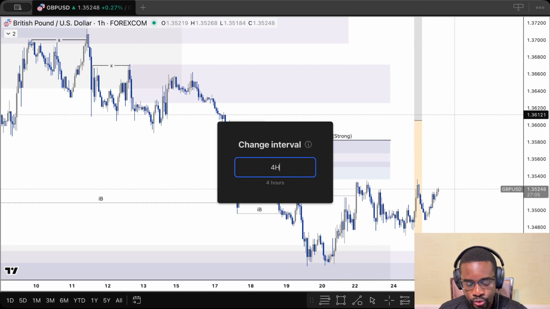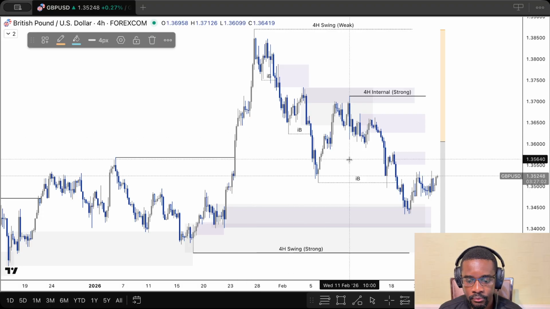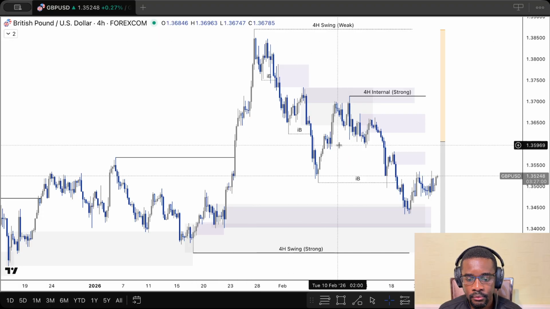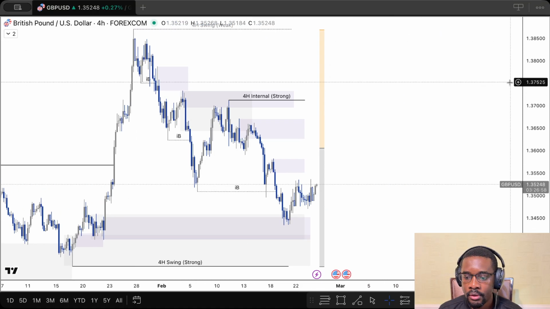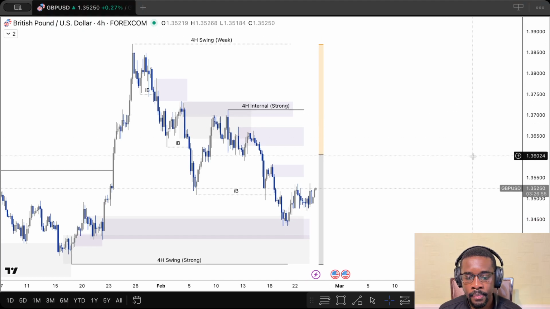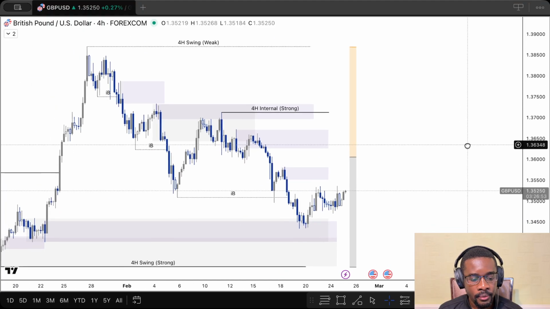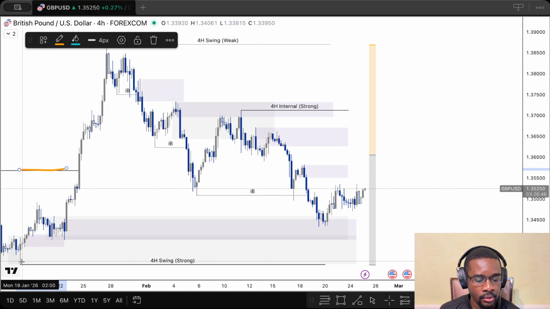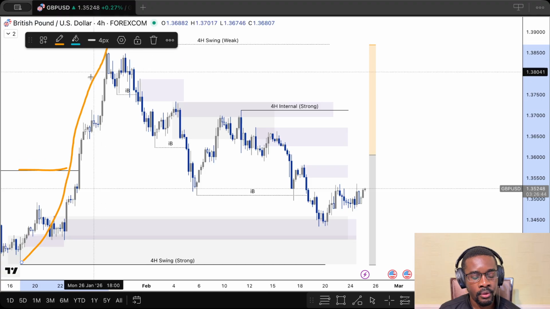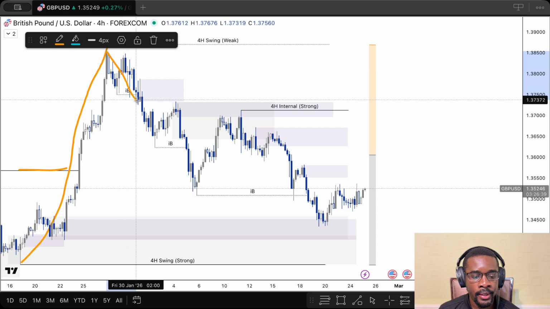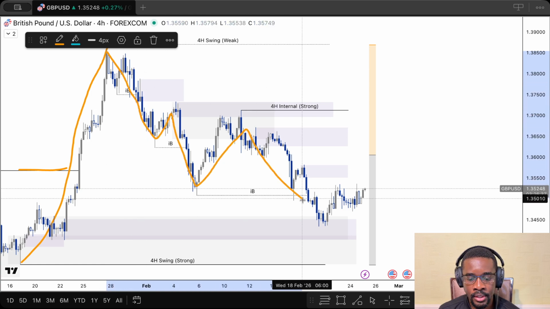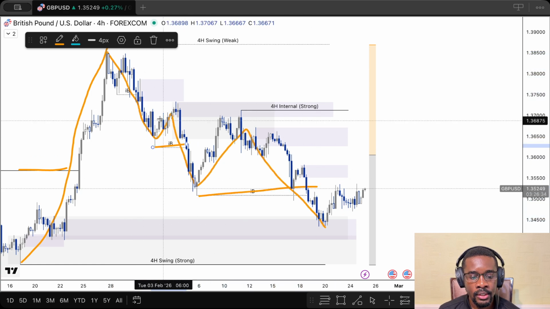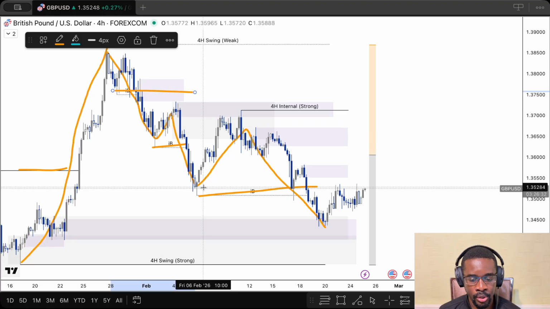starting on the 4H. So looking at the 4 hour, this is what we have. From the 4 hour, we had our break. This is our swing break, which is bullish. And then internally, we started having this pullback. So we are breaking structure to the downside. So internally, we are pretty much bearish.